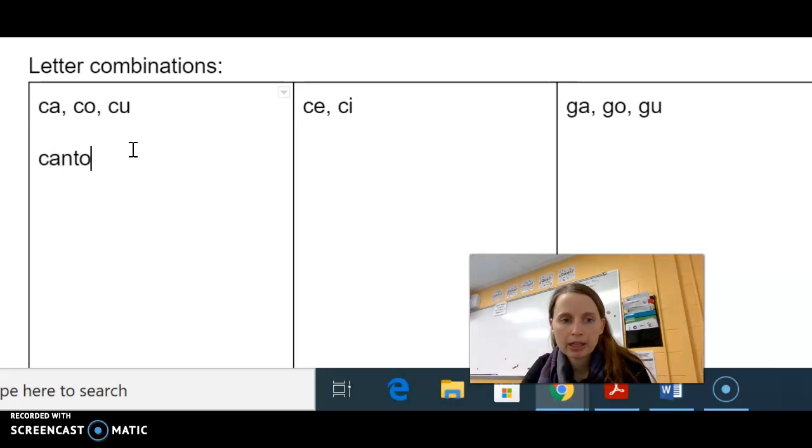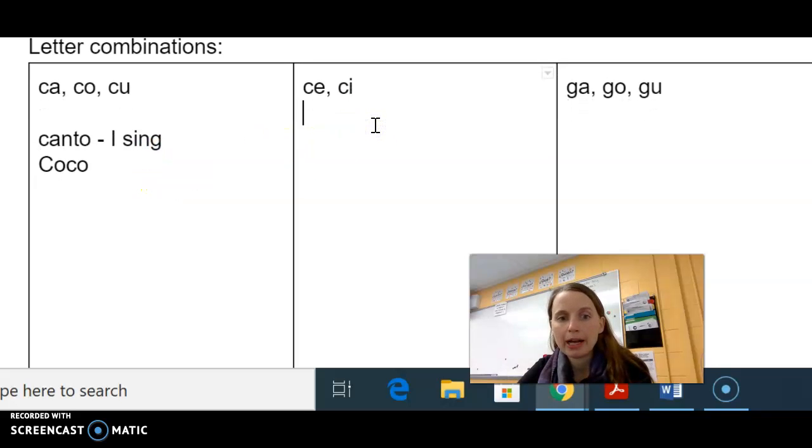So for example, canto, I sing. You've got the ka, ka. You guys have probably seen this movie, Coco, ko. Okay, so whenever C is followed by a, o, or u, it makes a k sound. Here, if it's followed by an e or an i in Spanish, it makes an s sound.